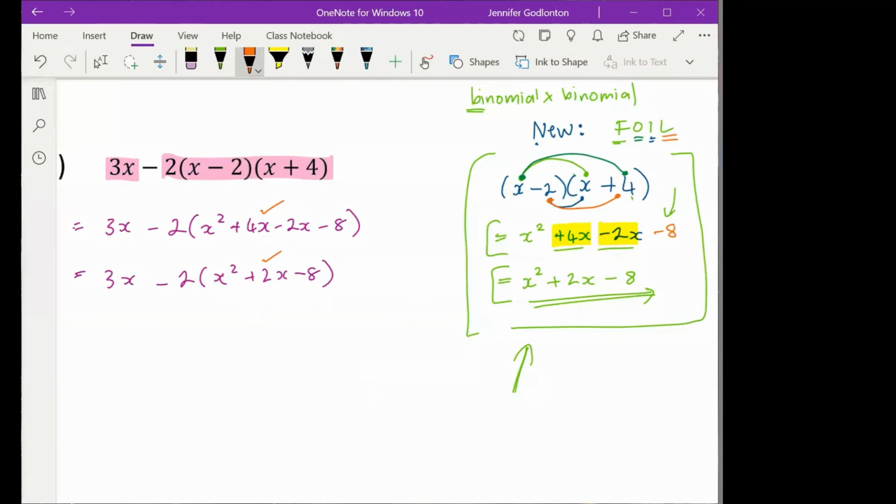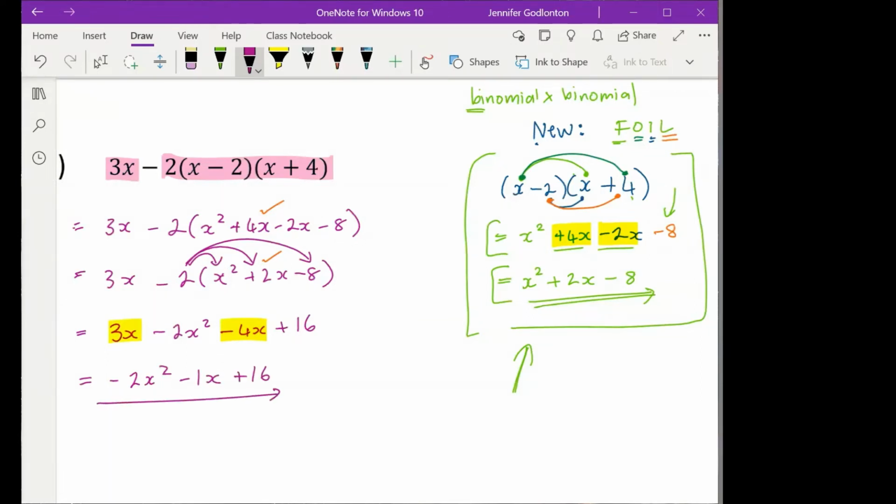Okay, those of you who carried on working on the left-hand side with the pink, I'm just going to keep this one going. So now we're going to do some distribution. So I'm going to keep my 3x, and I'm going to take in my -2. So I'm going to have -2x squared minus 4x plus 16. And then I just need to find my like terms. So I'm looking for things that are exactly the same. So I've got this 3x and this minus 4x. So I've got -2x squared, 3 minus 4, which is -1, and then plus 16.